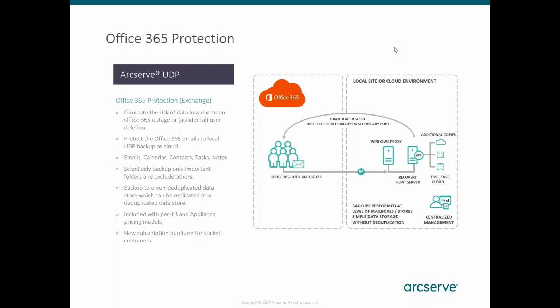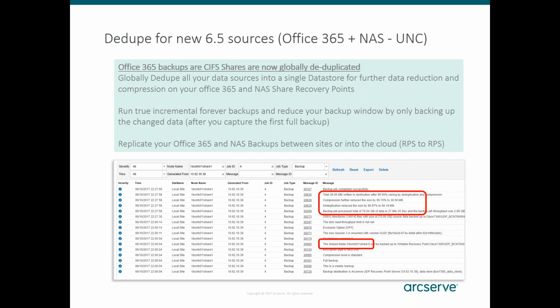Now with update 2, however, that's all changed, and we can have a central data store where you can have your physical and virtual backups, your Windows, your Linux, your NAS shares, your Office 365, all backing up. So that's what we've added in update 2, that we can now globally deduplicate. This is just showing you the activity log there, where it will tell you how much data was written to the backup destination and how much data was saved by deduplicating and compressing the backups.